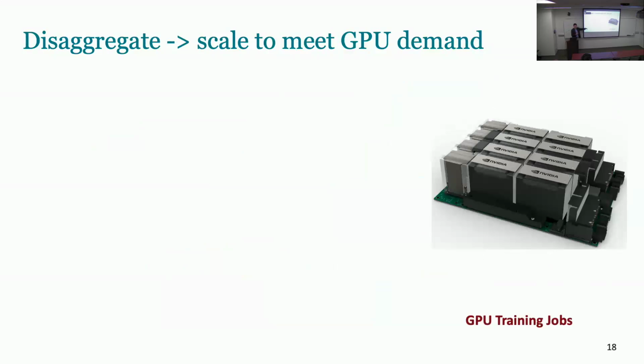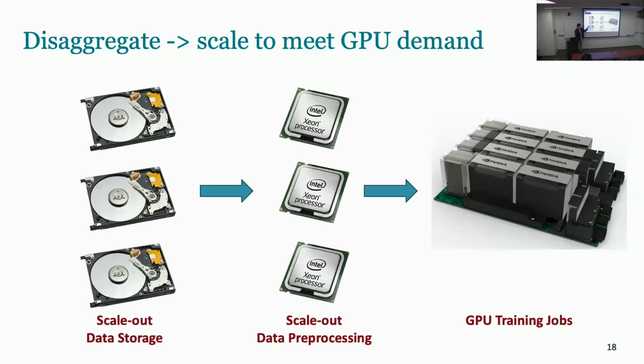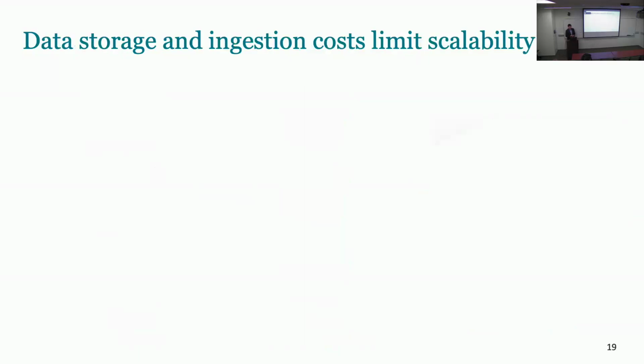So if we have a bunch of GPUs that need some amount of throughput in terms of batches of data per second, well, we can take this DPP pre-processing tier and allocate enough CPU resources to it to generate enough batches per second to feed the GPUs. And similarly, we can allocate enough storage resources, disks, to have enough IOPS to feed the rest of this pipeline, as well as to store these massive data sets themselves.